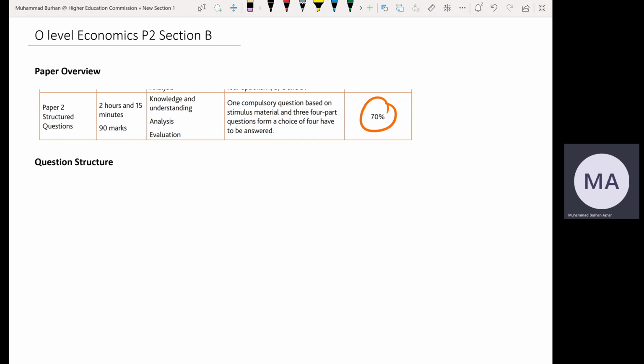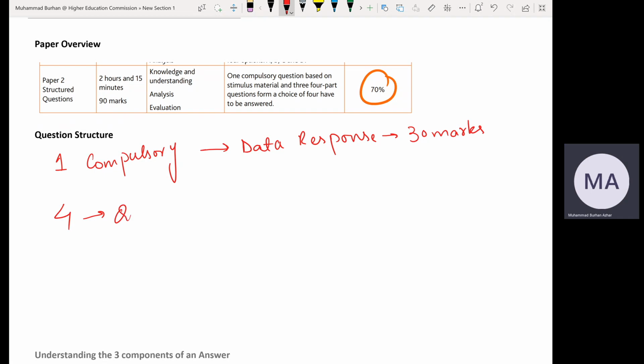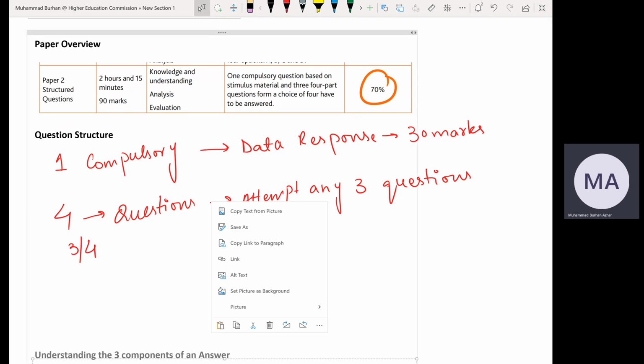ठीक है? सबसे पहले जो the question structure of paper 2 is कि there will be one compulsory question, and that would be the data response. And that data response would be of 30 marks. ठीक है? उसके बाद you will have 4 questions. ठीक है? And out of those 4 questions, you have to attempt any 3 questions. ठीक है? That means कि that is 3 out of 4 की आपके पास choice होगी.